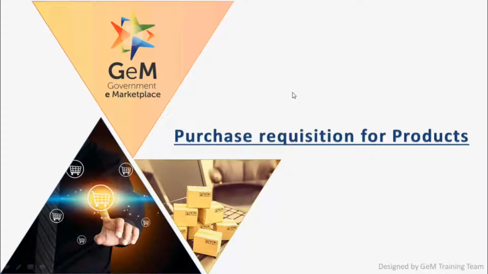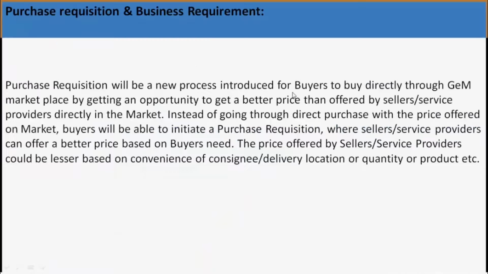In this video, we will explain the process of purchase requisition for products. Purchase requisition is a new process introduced for buyers to buy directly through GeM Marketplace, with an opportunity to get a better price than that offered by sellers or service providers directly in the market. Instead of going through direct purchase at the price offered on the market, buyers will be able to initiate a purchase requisition where sellers or service providers can offer a better price based on the buyer's need.